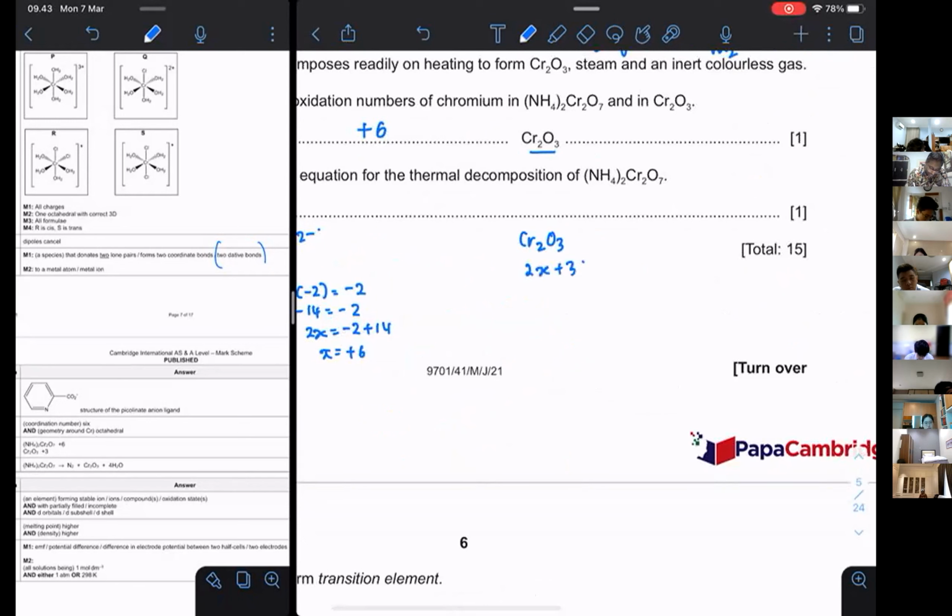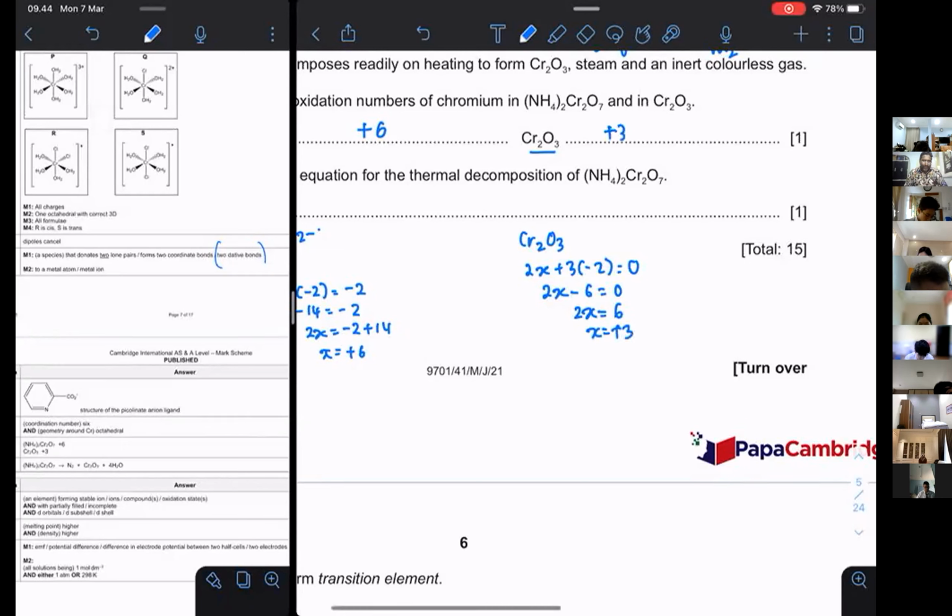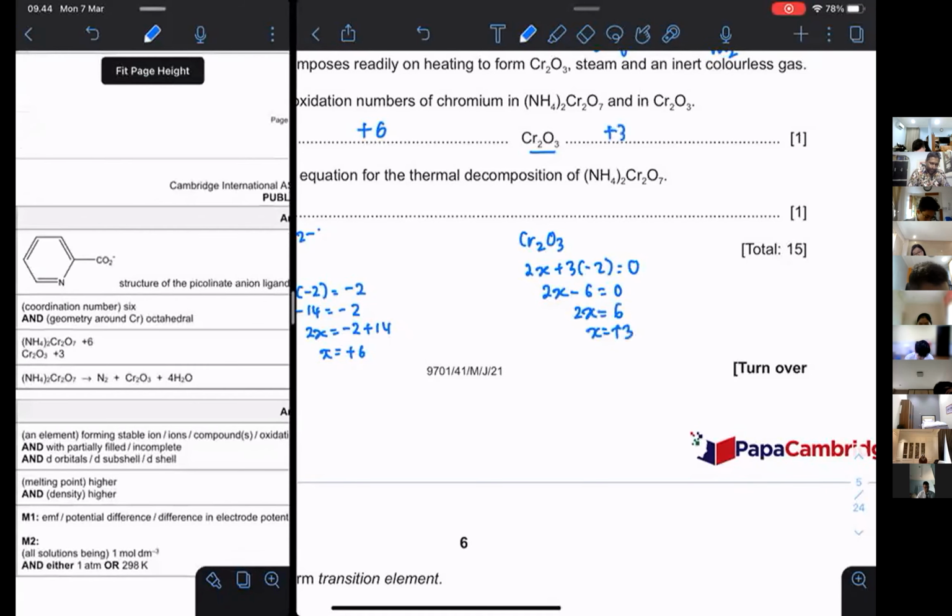For the other one, 2X plus 3 times -2 equals 0. Then you just need to calculate further. So 2X minus 6 equals 0, 2X is 6, and X is going to be +3. So +3. Don't forget to put the plus. You can see for yourself, it must be plus. Don't put 6 and 3 over there.